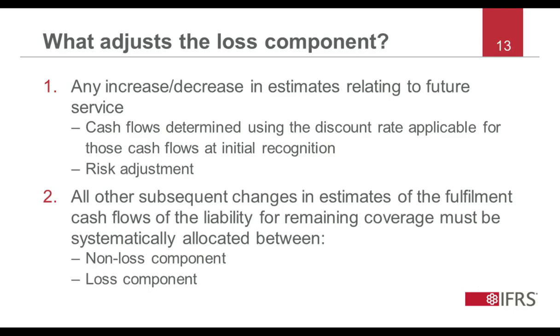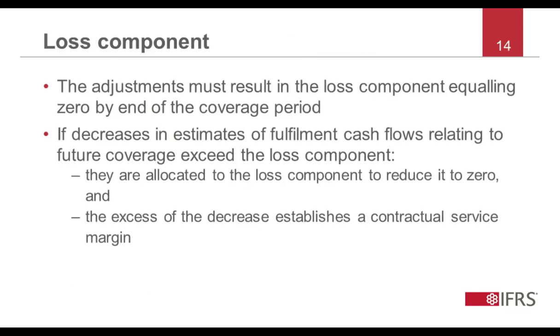All other subsequent changes in estimates in the fulfillment cash flows are then allocated systematically between the two components of the liability for remaining coverage, that is, the loss component and the non-loss component. Now, another term for the non-loss component is the liability for remaining coverage excluding the loss component. The adjustments we discussed in the earlier slide must result in the loss component equaling 0 by the end of the coverage period.